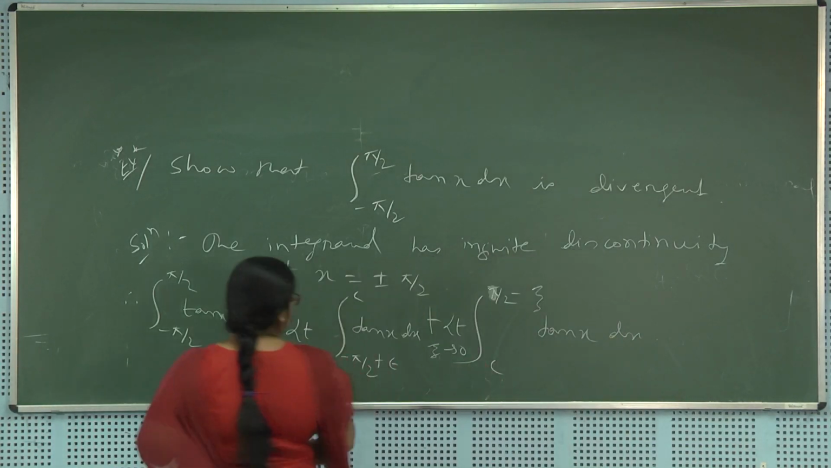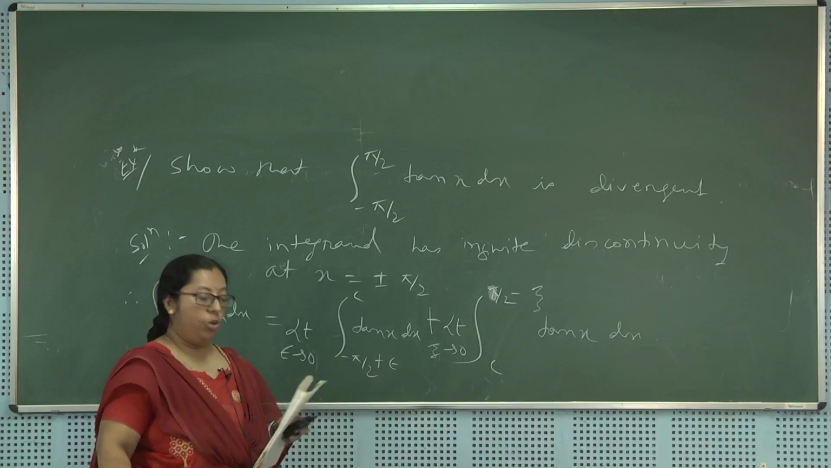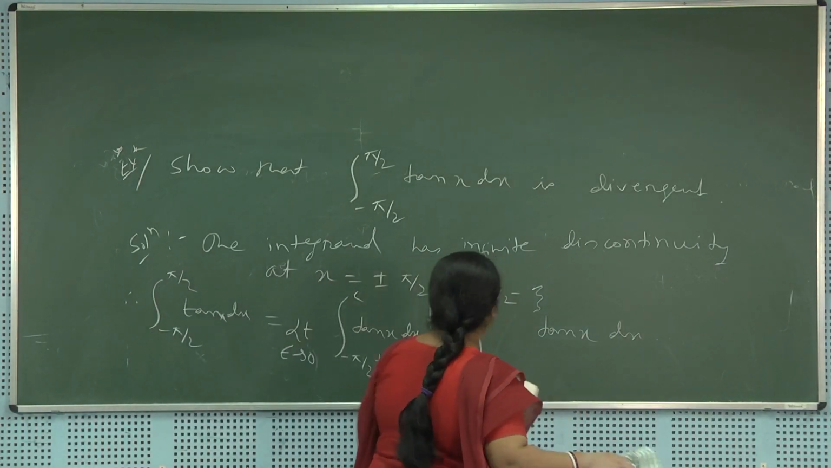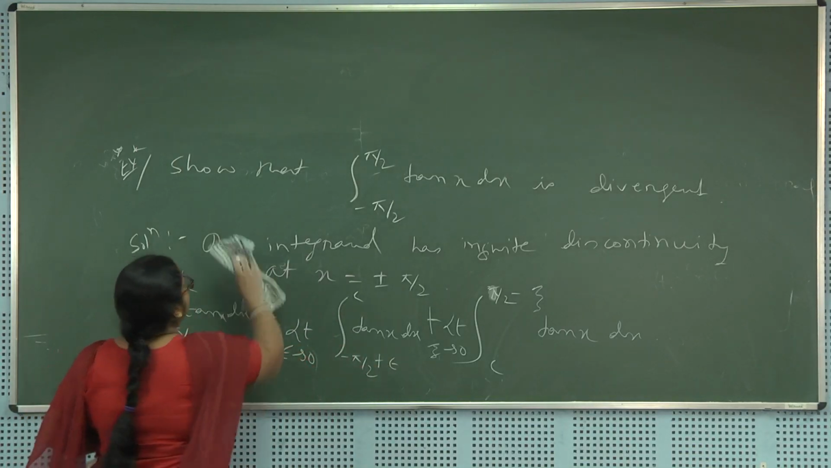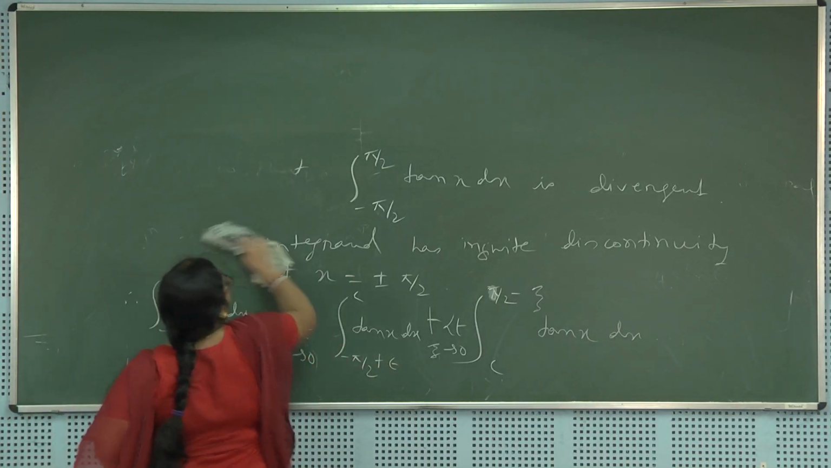Now, you know that the integration of tan x dx is log of sec x, or minus log of cos x. So, if we just do that, what will it come out to be? Let us see.